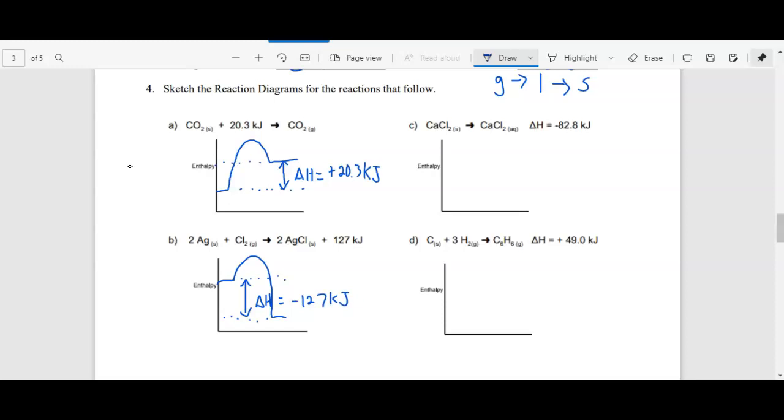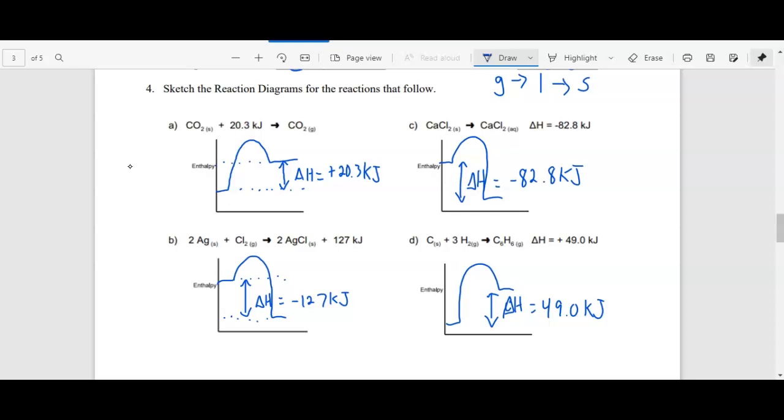For letter C, notice now delta H is given to you. It's not a part of the equation, but it tells you here this is solid going to aqueous. So we're losing heat on here since it's a negative value. We're going to start high and finish low. And then our delta H here is equal to negative 82.8 kilojoules. And then the final thing here, it's positive, so that means we're absorbing that heat. We're starting low, finishing high at 49. Our delta H is equal to 49.0 kilojoules. Just like that. That's how we do those.